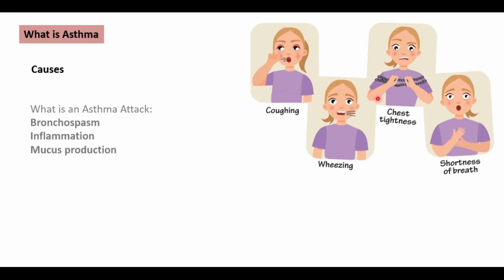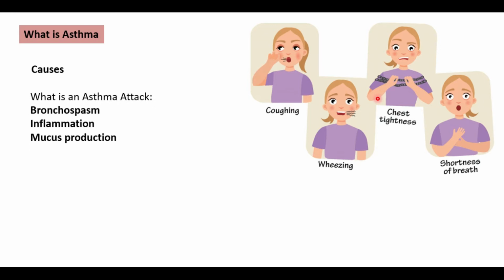What is an asthma attack? When we breathe normally, muscles around the airways are relaxed, letting air move easily and quietly. But during an asthma attack, three things can happen: bronchospasm, inflammation, and mucus production. Now, what is bronchospasm? The muscles around the airways constrict, that is, they tighten, which makes the airways narrower. Air cannot flow freely through constricted airways.